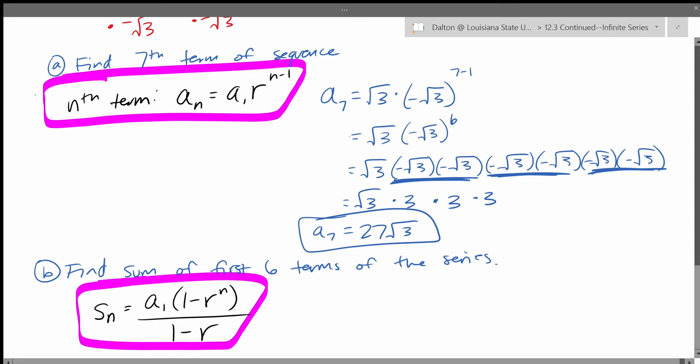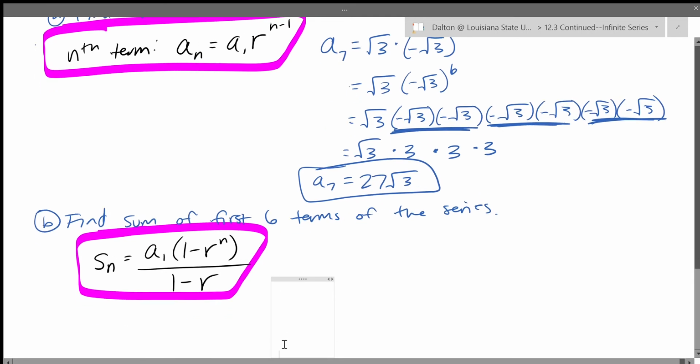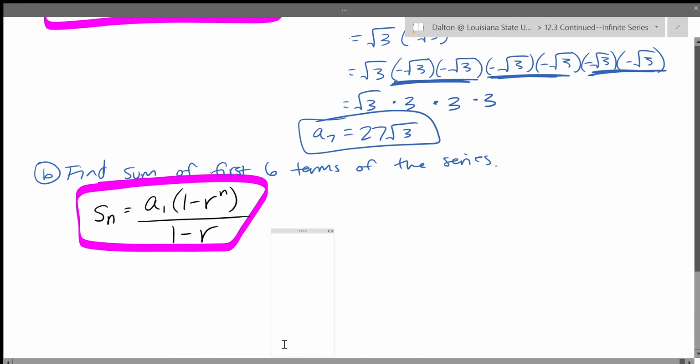So if I substitute in what I know, my first term, a sub 1, is the square root of 3. So if I want to find s sub 6, it will equal the square root of 3 times 1 minus r to the n power. Again, we already established that r is negative square root of 3. To the n power, it's going to be to the 6th power. And then all of that is over 1 minus negative square root of 3.